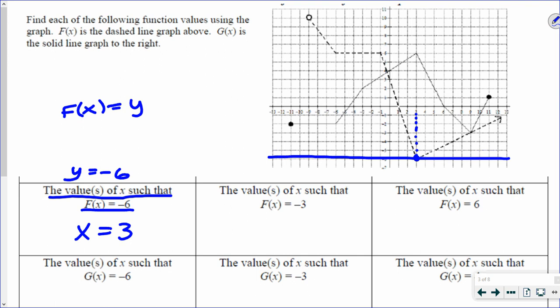Okay, let's go to the next example. The values of x such that f of x equals negative 3. So again, I'm going to draw a horizontal line at negative 3, and I'm looking for where the dashed graph intersects that horizontal line. And I can see that that happens when x equals 2 and when x equals 9. And you guys, this might be a case where we use that set notation. If there is more than one solution for x, we might use the curly braces and then just put like 2, 9.